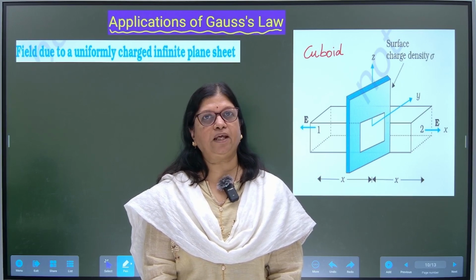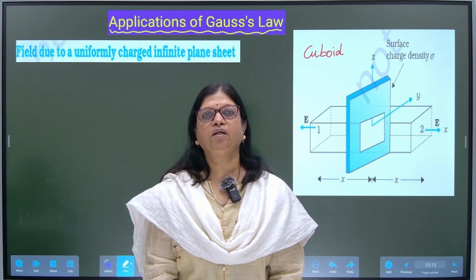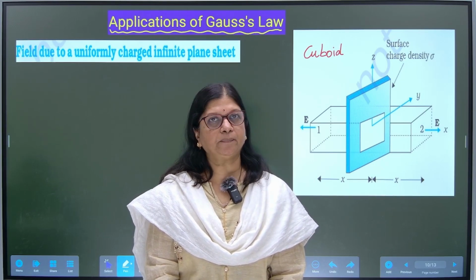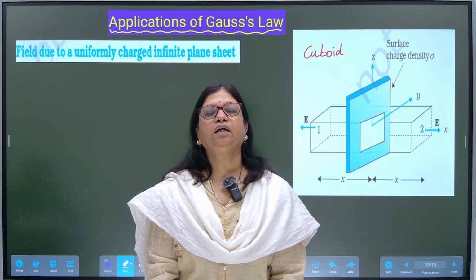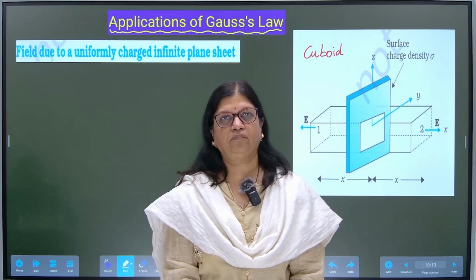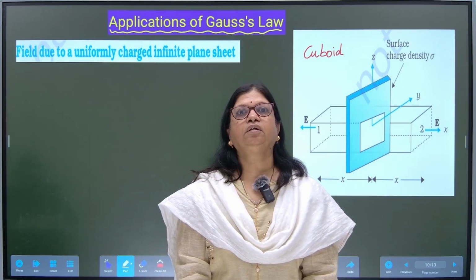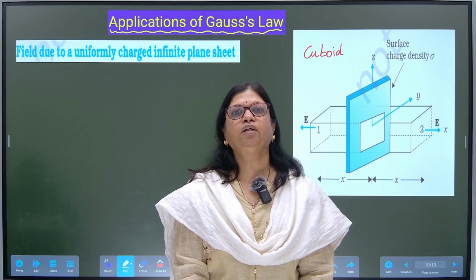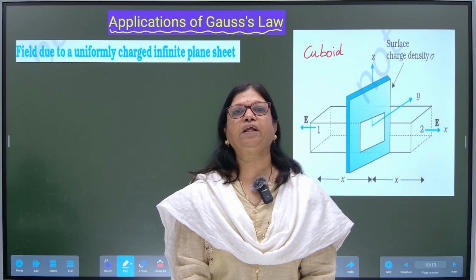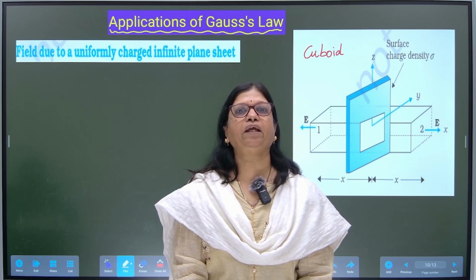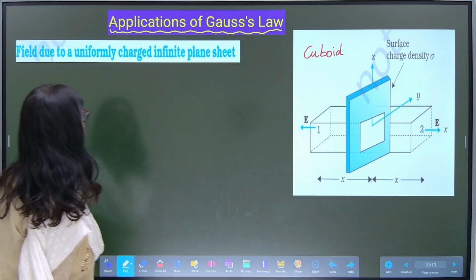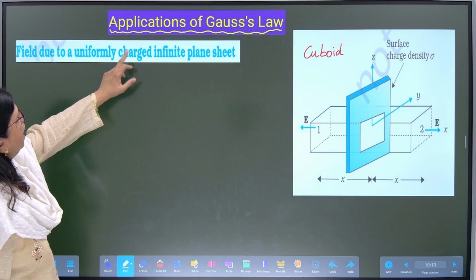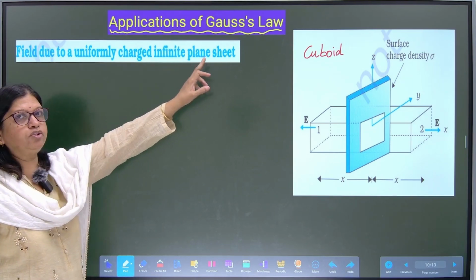Yesterday we did application number 1 with a wire. Today we do application number 2 with a plain sheet. So, we have a uniformly charged infinite plane sheet.